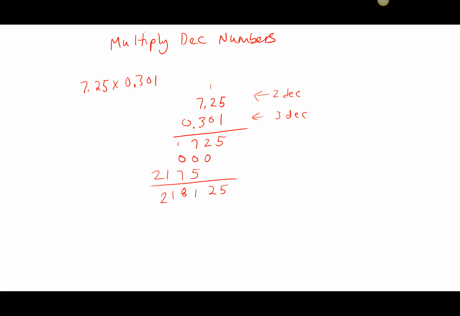1, 2. Now, if you have 2 decimals in the first one, and 3 in the second, when you add them, you should have 5 decimal places. 1, 2, 3, 4, 5. So then you come to your answer and you count 5 places. 1, 2, 3, 4, 5. So your decimal place is going to go here. So your answer is 2.18125, and depending on how many decimal places they want you to carry, that's what your answer would be. Okay? So you count your decimal places.